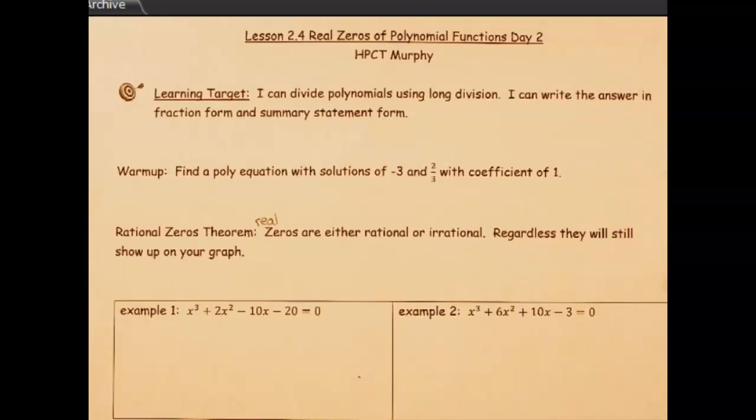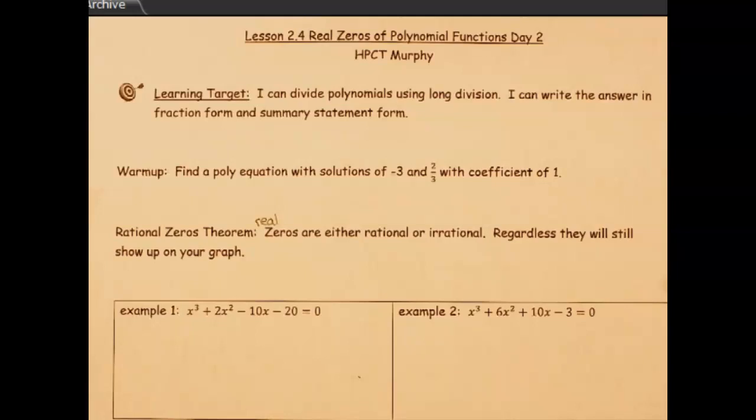In the last lesson of this first unit test for Unit 2, Lesson 2.4, Day 2. The main focus of this lesson is to solve polynomial equations, and really what we're doing is adding some tools to help you figure out how to solve if I take away your graphing calculator.